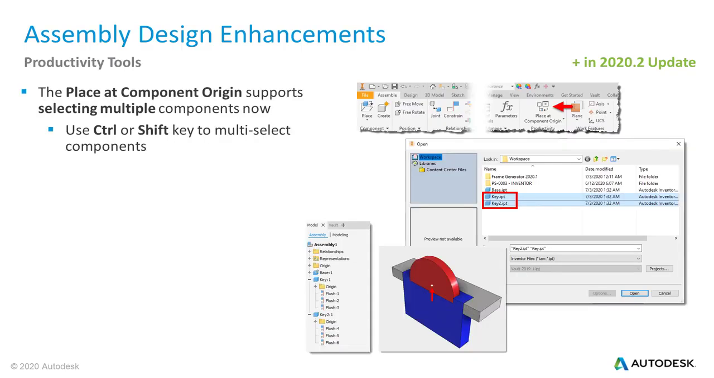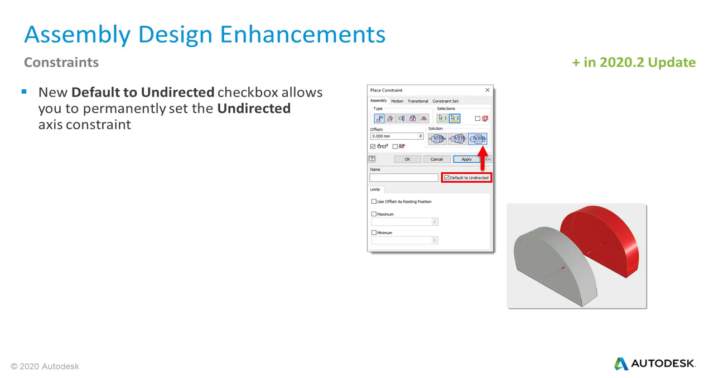Another nice workflow improvement is provided while working with the Place Component Origin command in the Productivity group. You can now select more than one component to place in a single instance. In the Open dialog box, use the standard Windows keyboard shortcuts, Ctrl or Shift, to multi-select the components you want to place.